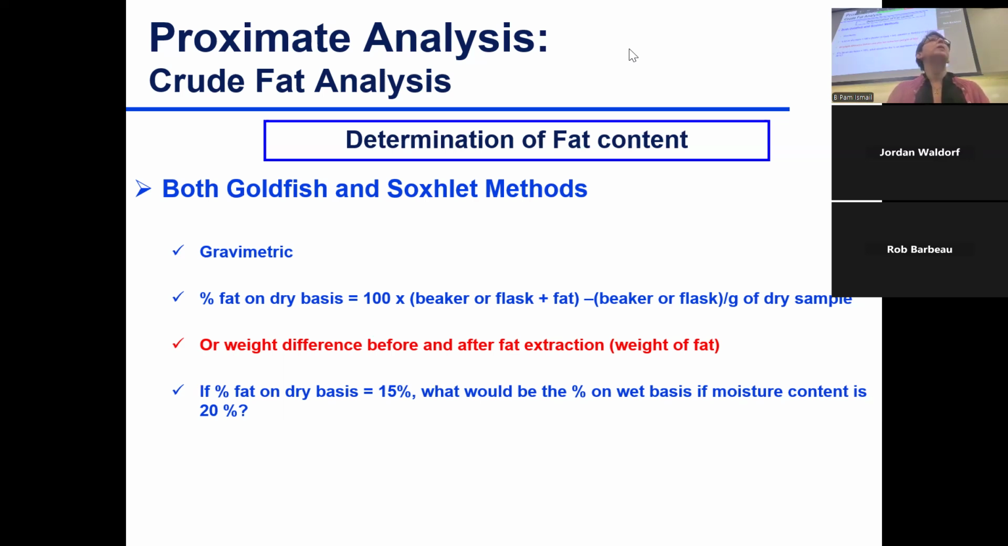Percent fat on what basis? So you have percent fat on dry basis. 12%. Yeah. So 12%. Can you tell me how you did that?